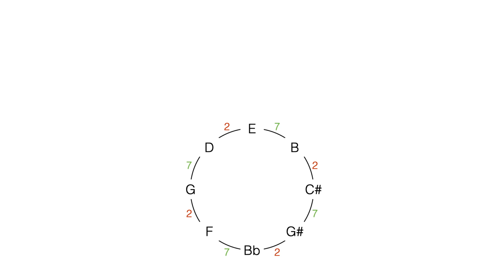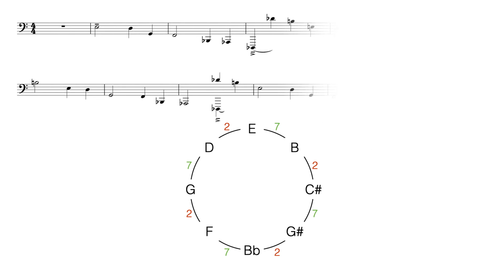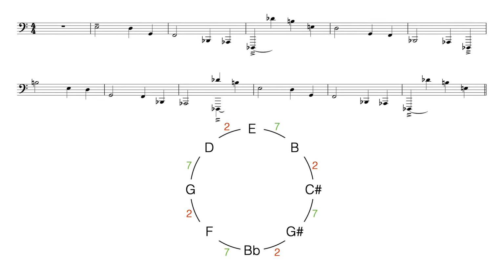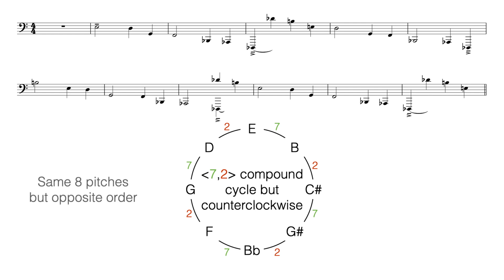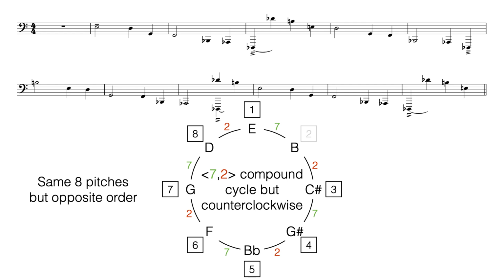The accompaniment consists of 2 additional lines, a bass and an upper voice. Let's look first at the bass. In its pitches, the bass follows the same 7/2 compound cycle as the vocal line, but backwards or counterclockwise. It uses the same 8 pitches as the vocal melody, but presents them in the opposite order.